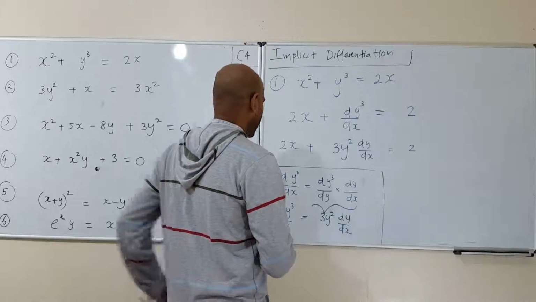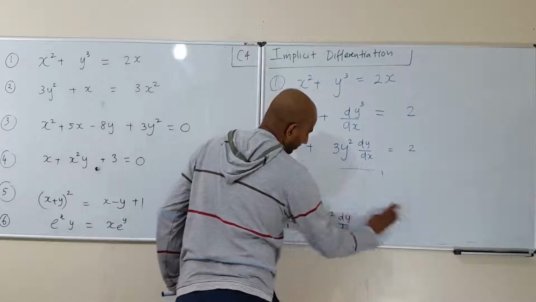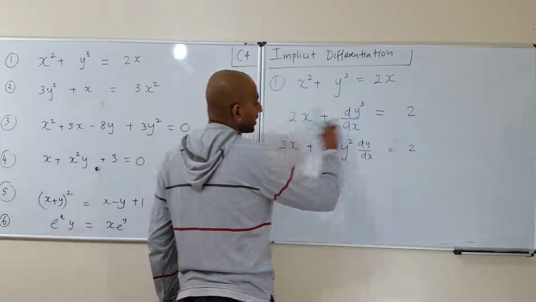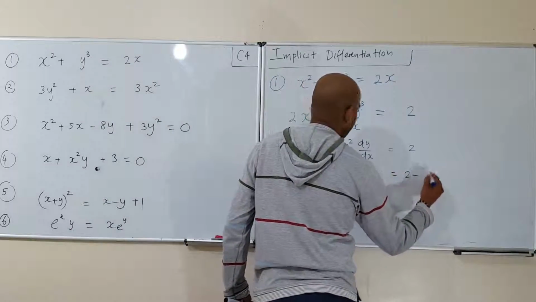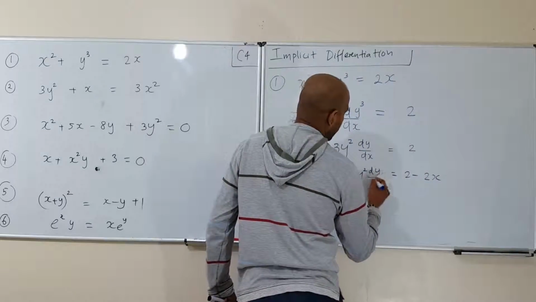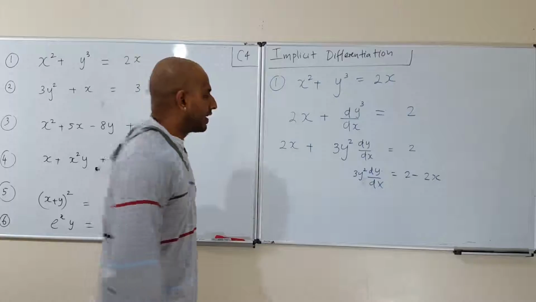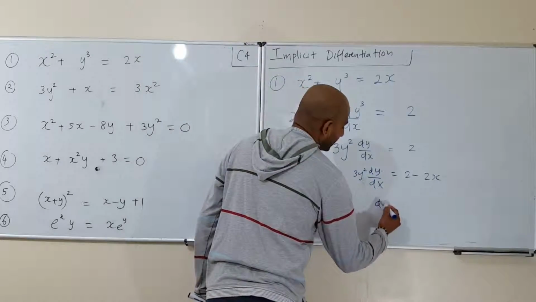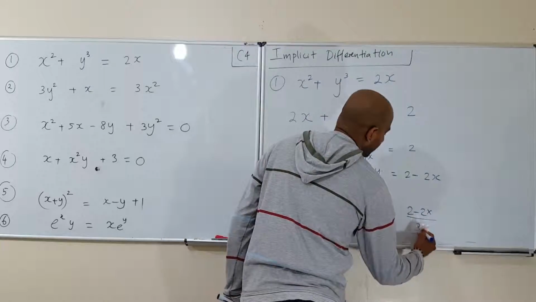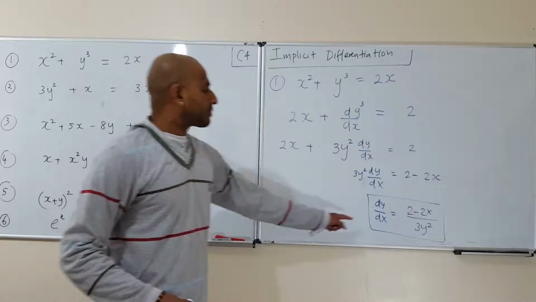So now we can simplify. Now I can move all these things to the other side. I'm going to get 2 minus 2x equals 3y squared dy dx. Now what is required here is dy dx, so I can divide by 3y squared. I'm going to get dy dx equals 2 minus 2x divided by 3y squared. That's basically the answer. You see, the answer now is in terms of x and y both.